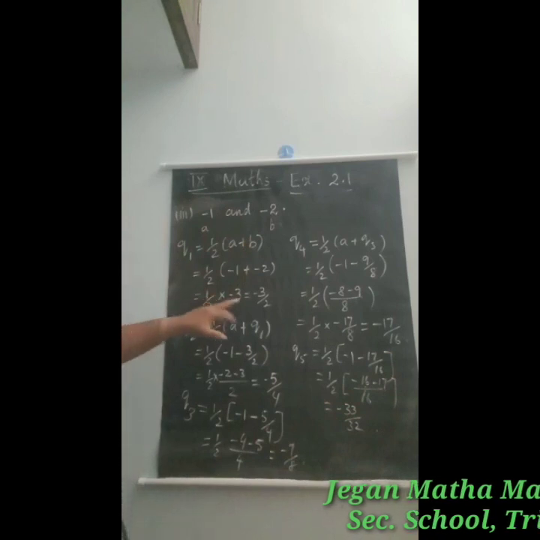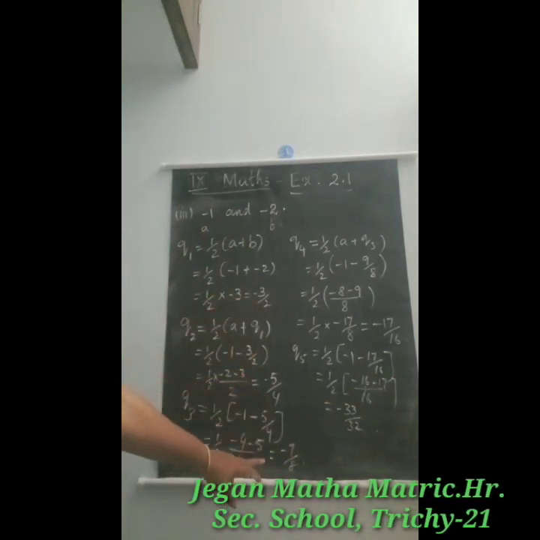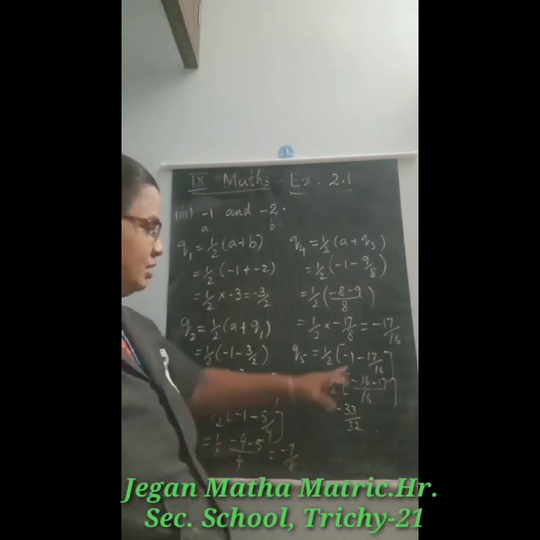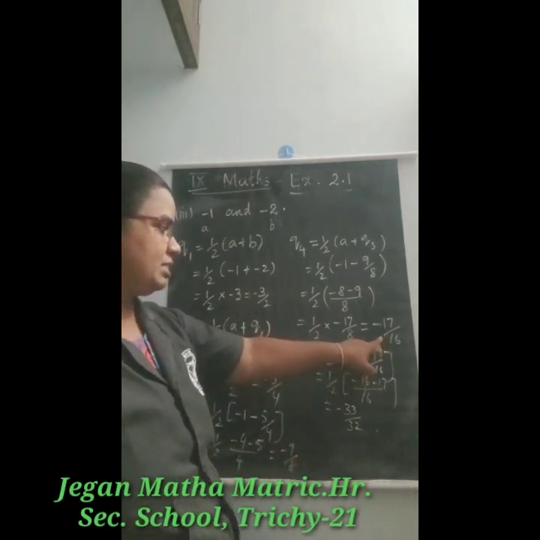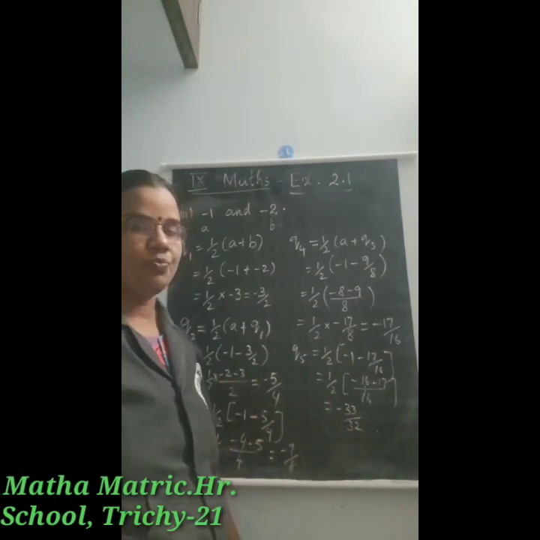So Q1 is minus 3 by 2, Q2 is minus 5 by 4, Q3 is minus 9 by 8, Q4 is minus 17 by 16, Q5 is minus 33 by 32.